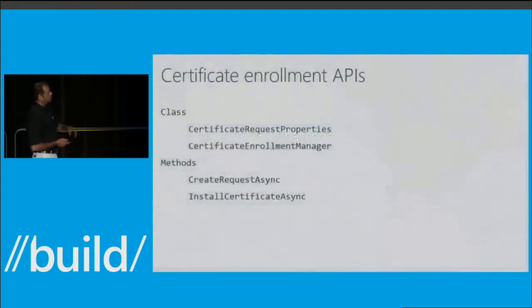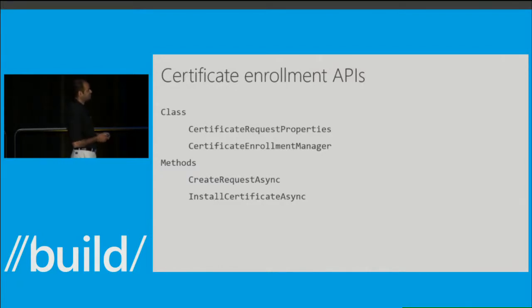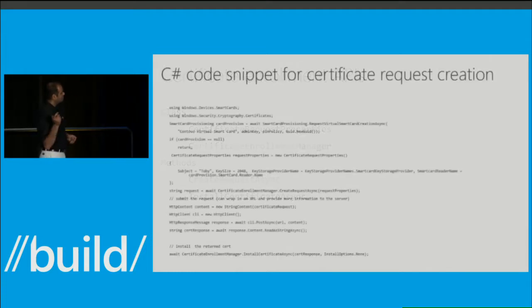So here are some certificate enrollment APIs. You have two classes here, certificate request properties and certificate enrollment manager. And the methods are certificate request async and install certificate async. I'll show you a quick code snippet. Again, I apologize for the small font. I think these slides get shared as well, so you can always look at the slides. The font size is small because I want to show everything in one slide.